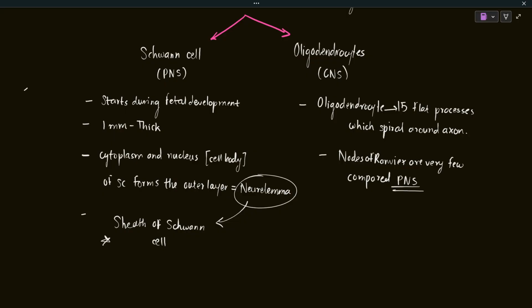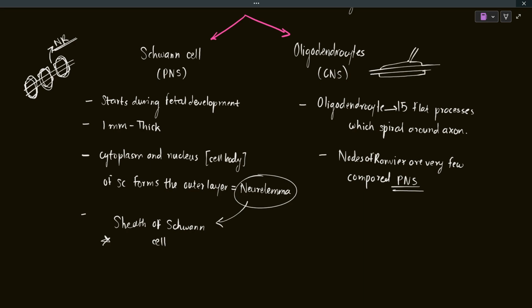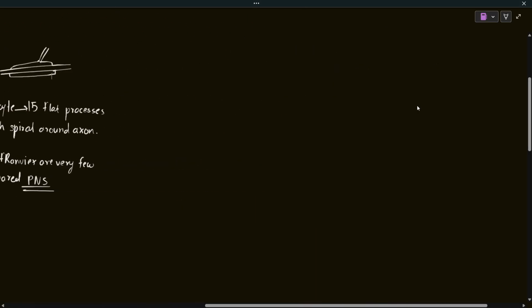Unlike Schwann cells, so this is the axon of the peripheral nervous system, and this is the myelin sheath, which is wrapping itself around the axon. A single Schwann cell is wrapping this part of the axon, another Schwann cell is wrapping this part, and a third Schwann cell is wrapping this part. That is why it leaves multiple nodes of Ranvier in between two myelin sheaths. But unlike that, in the central nervous system, a single process of an oligodendrocyte spirals around the axon. Let me show you a diagram that will make it quite clear.